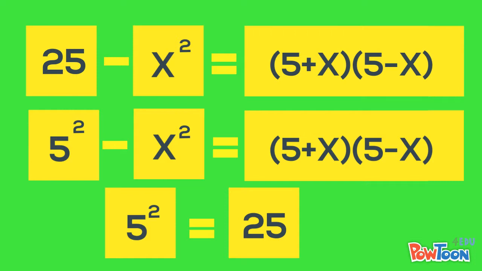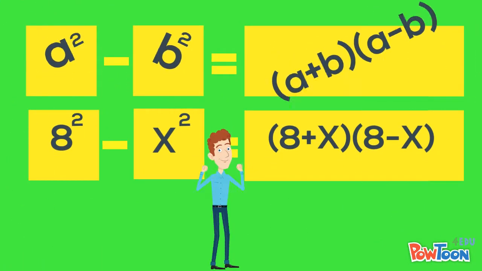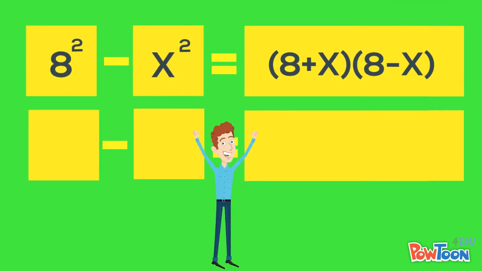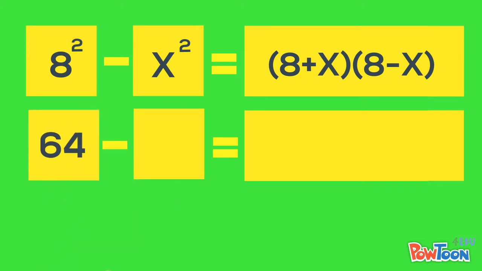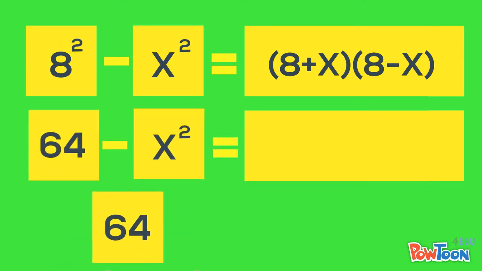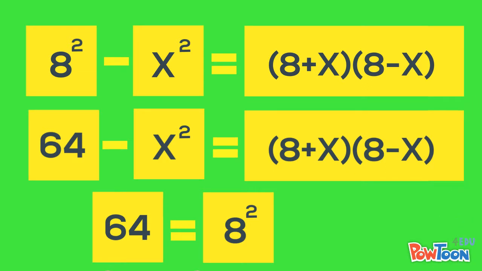Let's try that again, this time using different squares. 8 squared minus x squared equals 8 plus x by 8 minus x. If we were to get 64 minus x squared, because 64 equals 8 squared, we factorize it to be 8 plus x by 8 minus x.